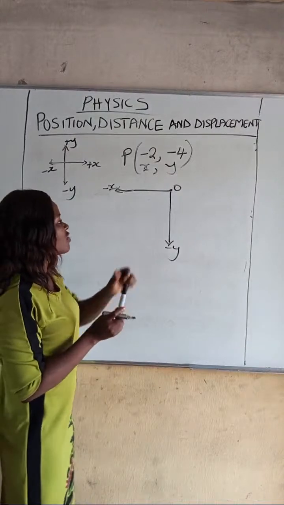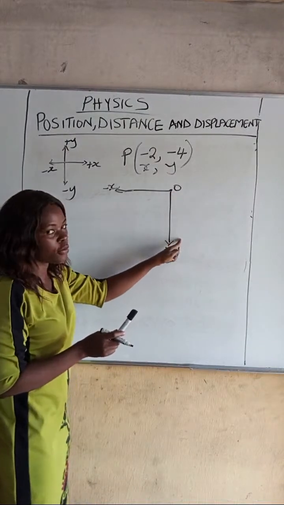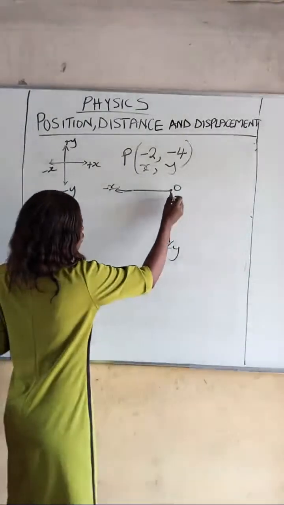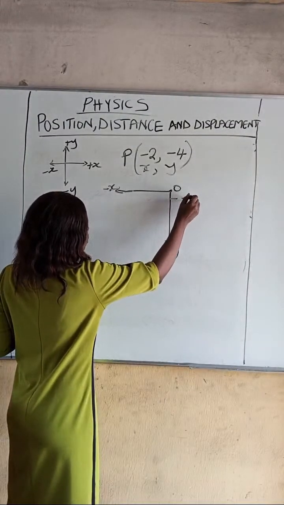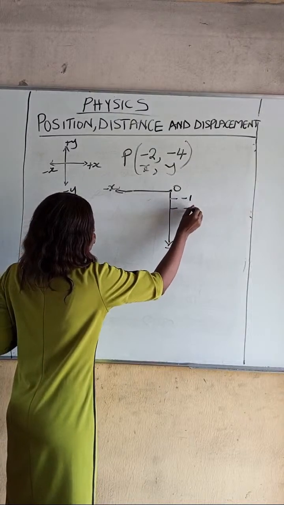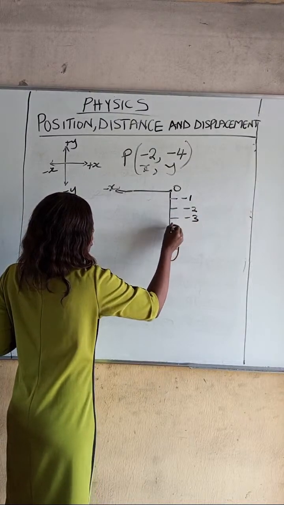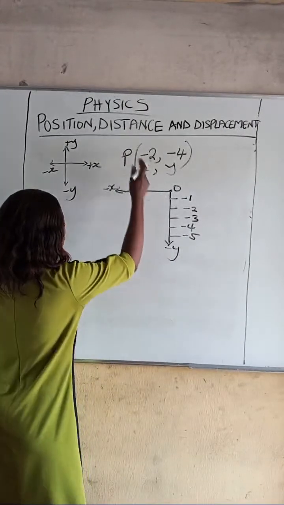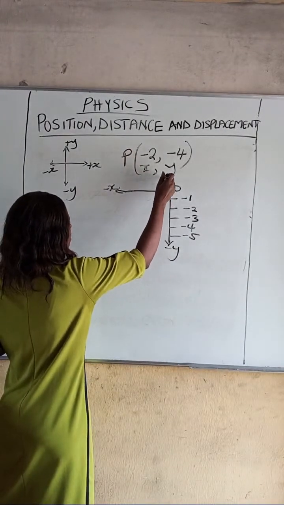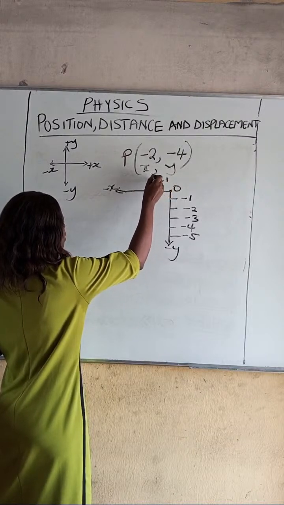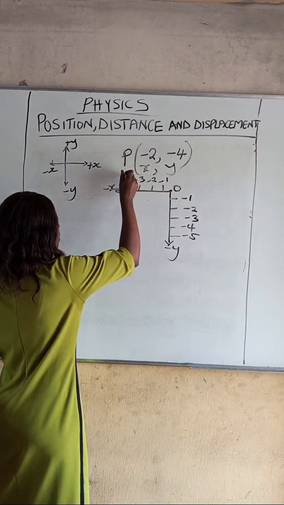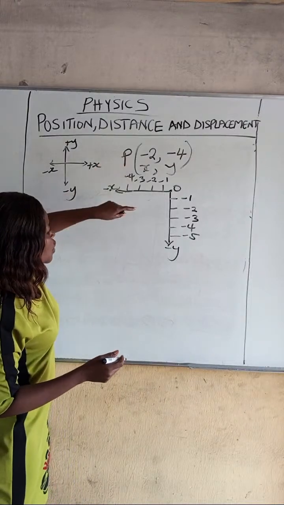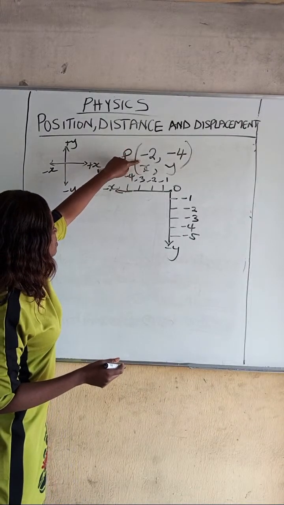So remember, you have to start from 0 to number it down. Don't start from here to number it this way, okay? So if I start from here, I will have -1, -2, -3, -4, -5, okay? I will number this one as well. I have -1, -2, -3, -4. All right. Now, from the question, x is -2.